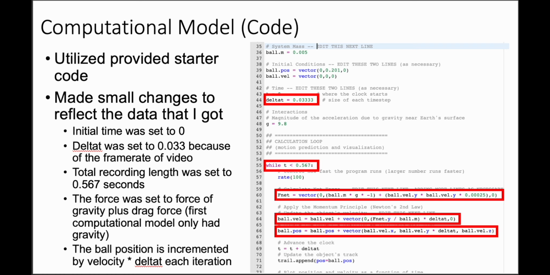Then the net force was set to the force of gravity plus the drag force. I made two computational models, one that only included gravity and one that included both the gravity and the drag force. And finally, I changed the velocity and position update formulas to reflect this by multiplying the values by delta t.